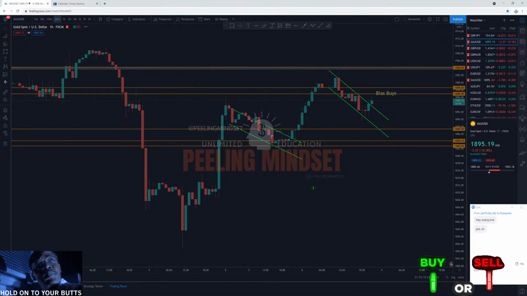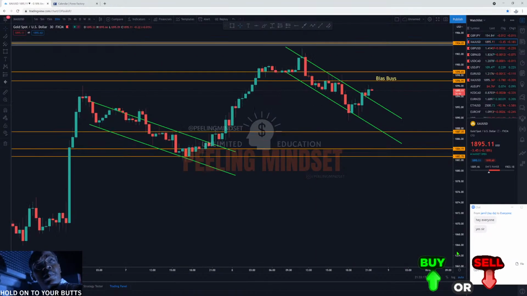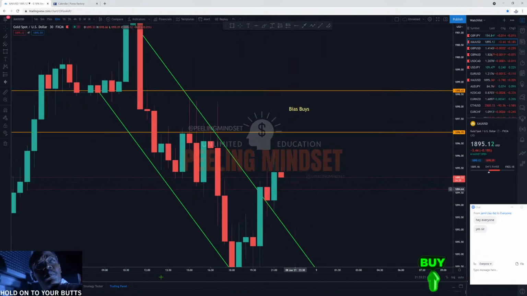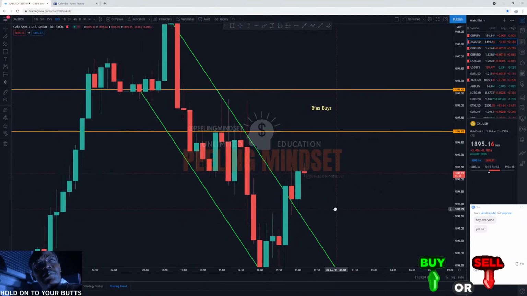Hourly candle has 26 more minutes left. The current 30-minute candle is retracing down at this time. Let's see.